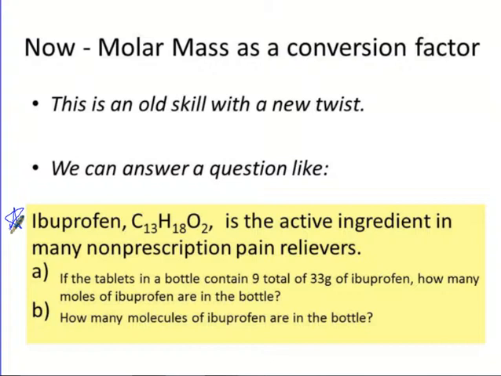Ibuprofen is the active ingredient in many non-prescription pain relievers. How many moles of ibuprofen are in one bottle if you've got 9.33-gram bottles? Okay? So we're going to be able to answer questions like that. Here's how we're going to do it.